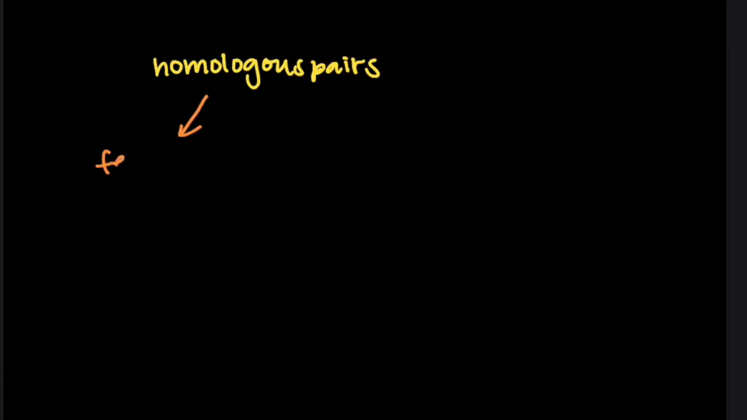So chromosomes come in homologous pairs, with one set inherited from an organism's female, and I'm going to use orange as the female set, and one set inherited from the male parent. And this one, we're going to use this teal color, male.